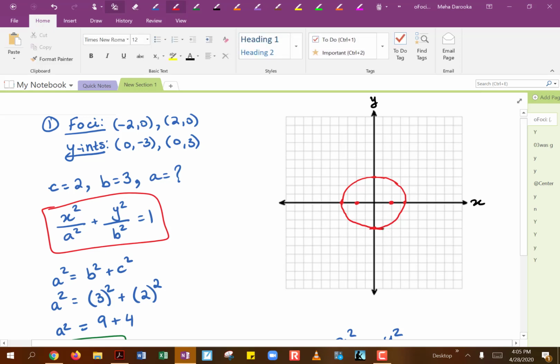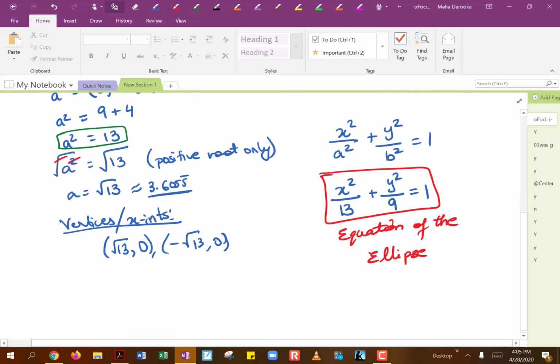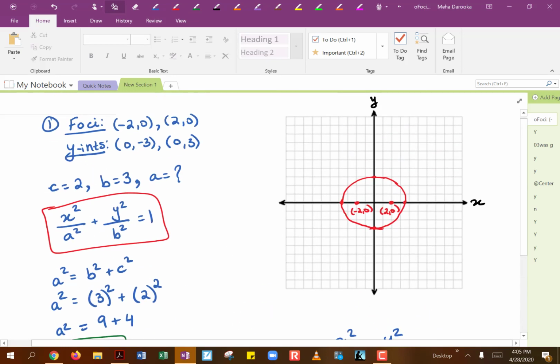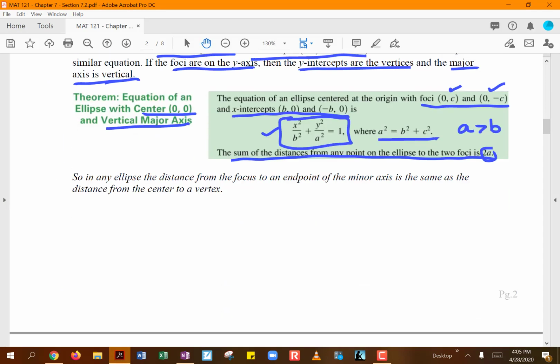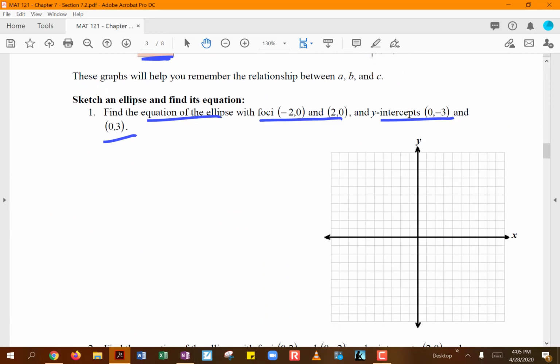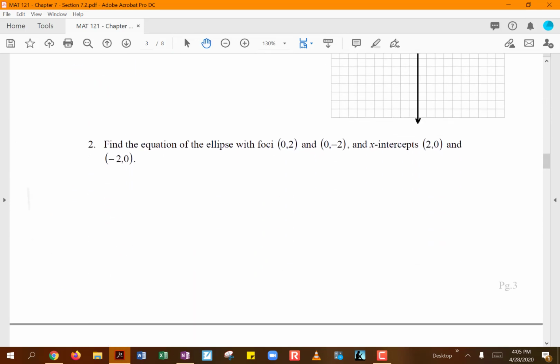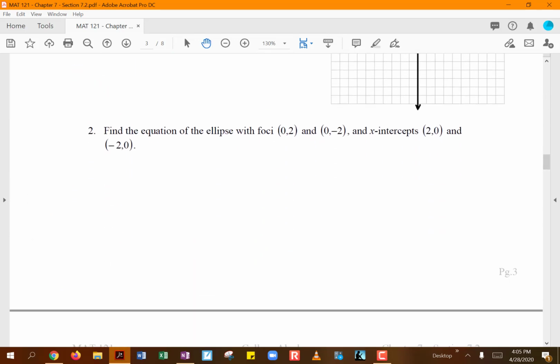And then our foci, remember, were at 2, 0 and negative 2, 0. So you should just notice that it is slightly wider on the x-axis than it is on the y-axis. So it's not a circle, it's an ellipse. So there you go, how to find the equation and then to graph that ellipse. That was our example 1. Now let's go ahead and look at example 2.